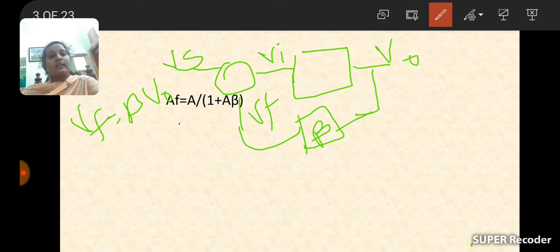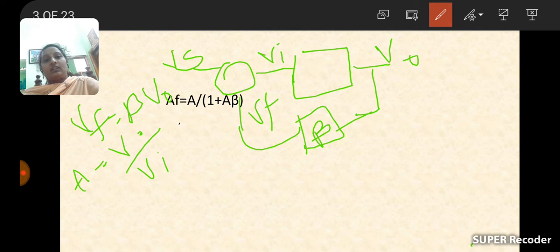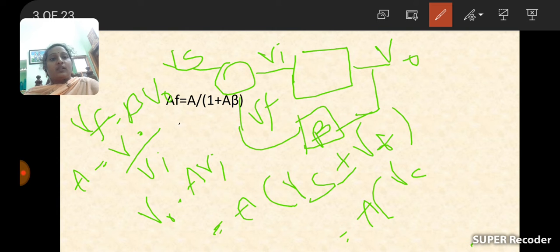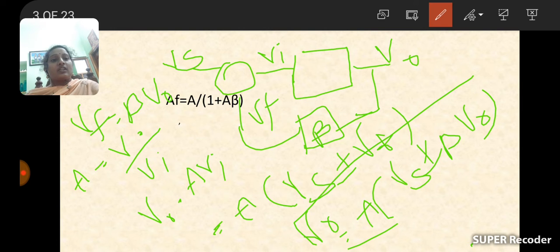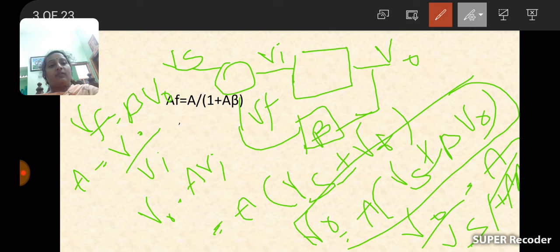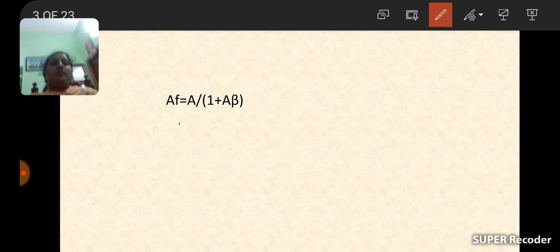What is the expression for gain? Gain is equal to output voltage by input voltage, and the output voltage is equal to A into Vi. Here Vi is Vs plus or minus Vf, and Vf is equal to beta into V naught. After simplifying this equation, we get the output voltage by source voltage equal to A by 1 plus A into beta. In this way, the gain with feedback is reduced.